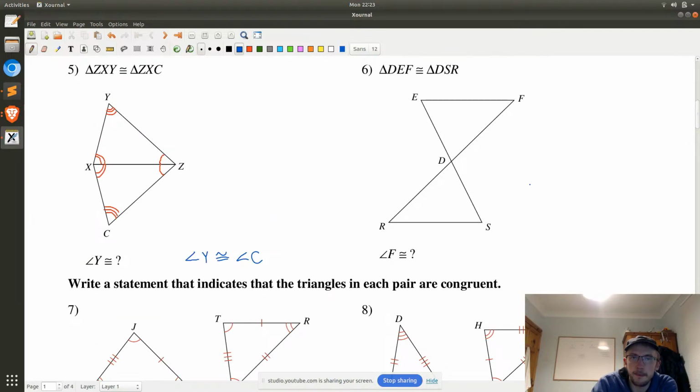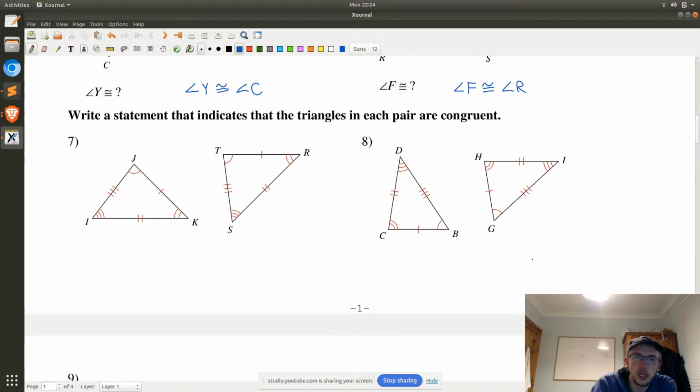And here, triangle DEF is congruent to triangle DSR. Therefore, angle F is congruent to angle R. Now write a statement that indicates that the triangles in each pair are congruent.